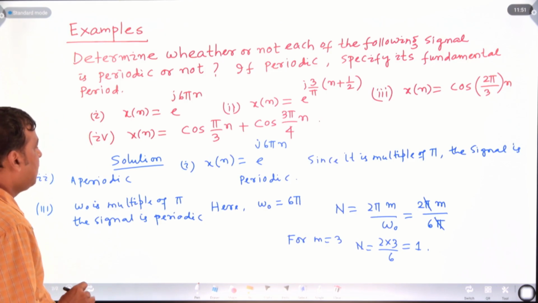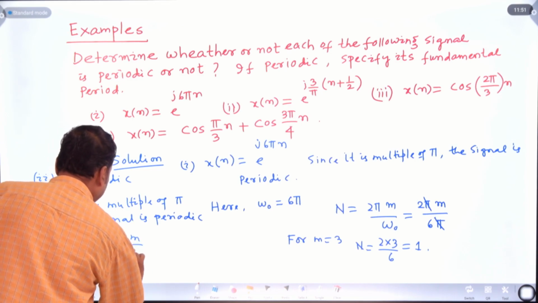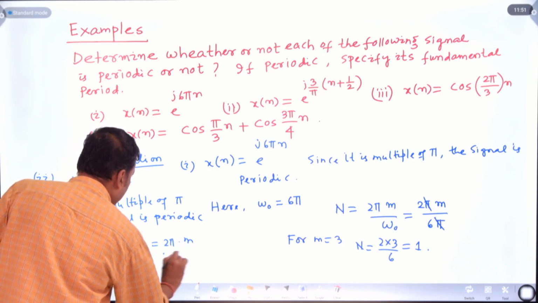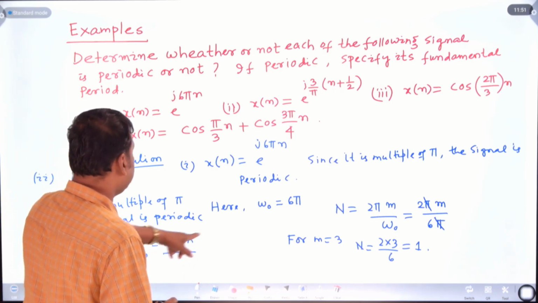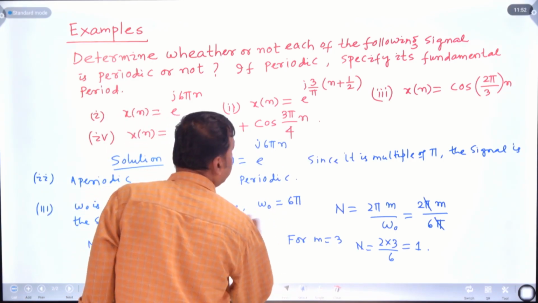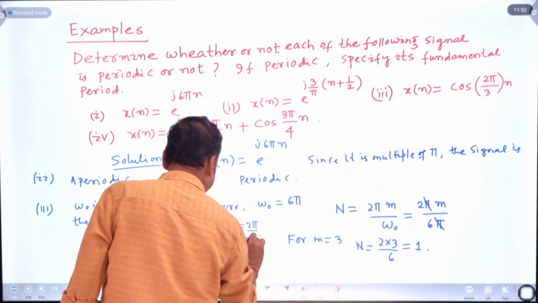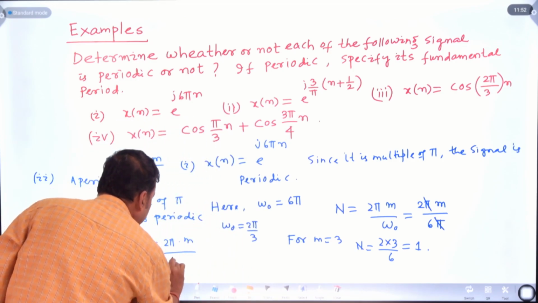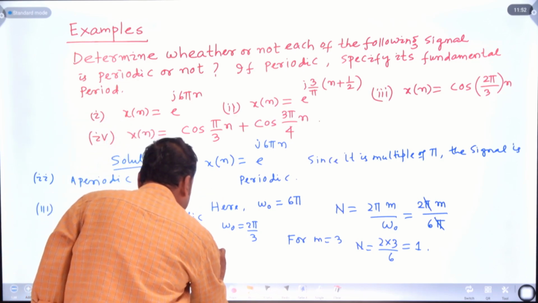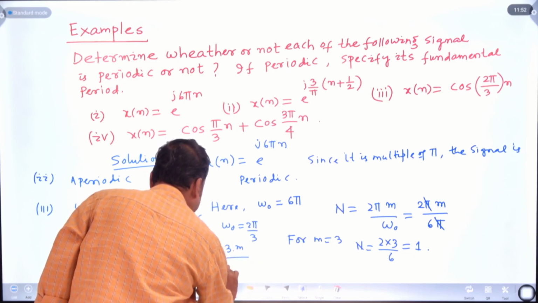And the formula is what? N equal to 2 pi into m by omega naught, which is equal to 2 pi m by omega naught. We have to choose m. Omega naught value is what? Omega naught equal to 2 pi by 3. So 2 pi m divided by 2 pi by 3, and the 3 comes to the numerator. That is 2 pi into 3 into m divided by 2 pi.